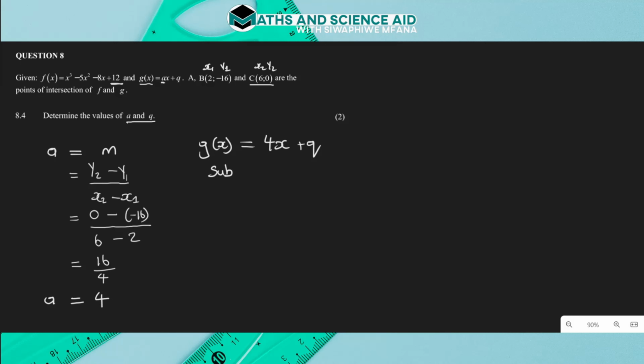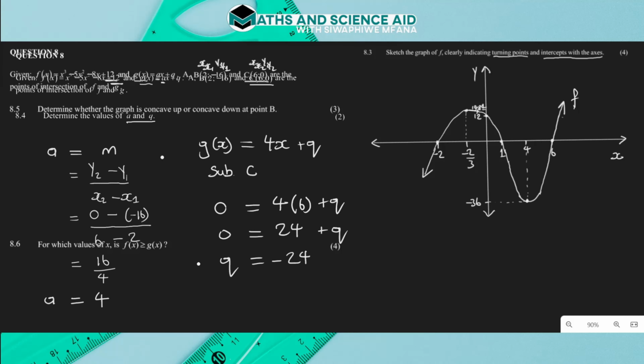So if we sub in point C, the y value is 0. So G of x is 0. And we see that x is 6, so we have 4 multiplied by 6. So 4 multiplied by 6 is equal to 24, right? And therefore, this means that Q is equal to negative 24. So that's how you can determine the values of A and Q.